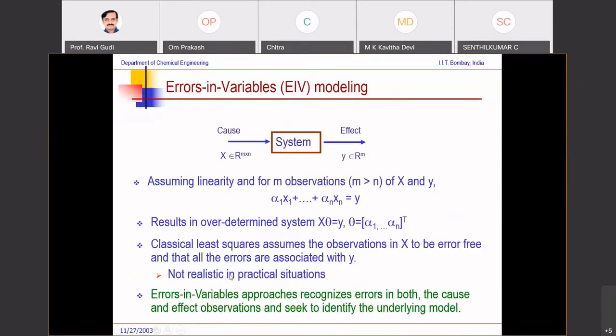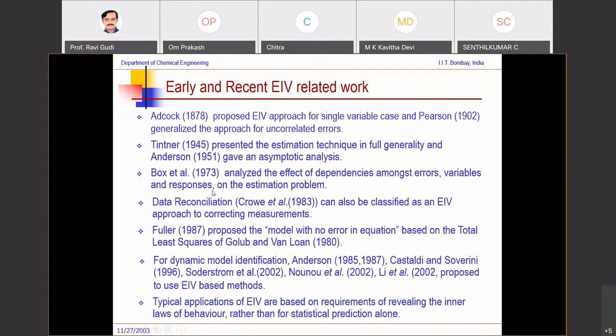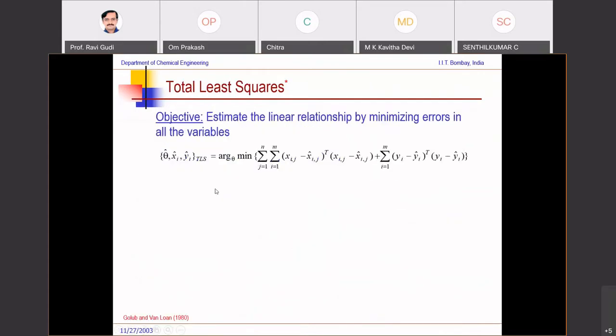Okay, so as the third bullet point says, classical least squares assumes the observations X to be error-free, which is not realistic. So we want to look at an errors in variables-based approach to be able to deal with this problem. Okay, so I'll just skip this in the interest of time, but I'll just look at what is the formulation that one does if one has to accommodate errors in both X as well as Y.